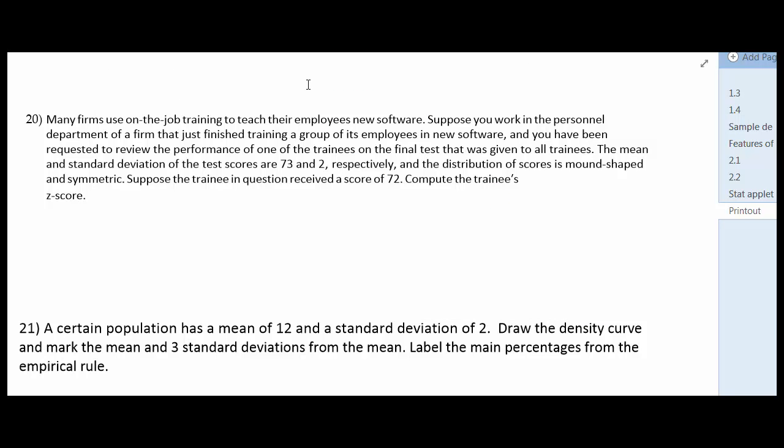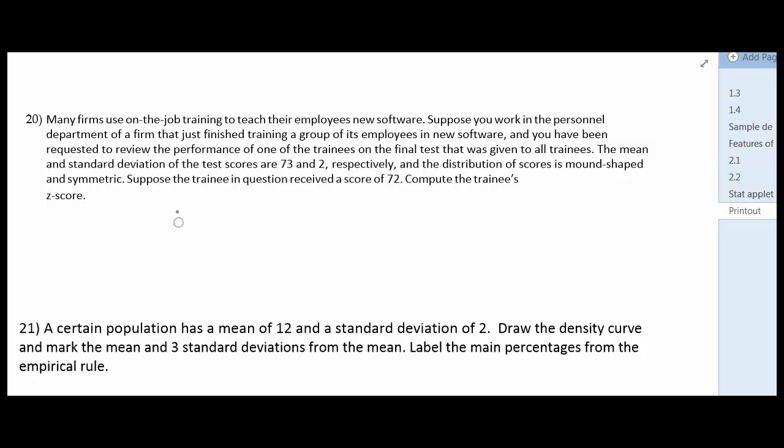All right, 21. Many firms use on-the-job training to teach their employees new software. Suppose you work in the personnel department of a firm that just finished training a group of its employees in the new software, and you've been requested to review the performance of one of the trainees on the final test that was given to all trainees. The mean and standard deviation are 73 and 2, respectively, and the distribution is mound-shaped and symmetric. Suppose the trainee in question received a 72. Compute the trainee's z-score.